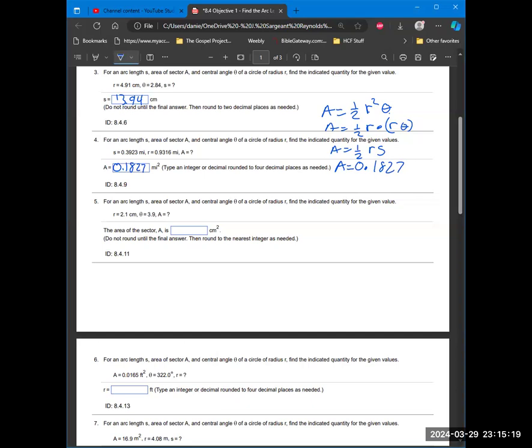Let's do that again here. But we're given r and we're given theta, so we're going to use this top formula to find A. So A is equal to 1/2 times 2.1 squared times 3.9. That gives me an answer of 8.5 something, and they tell me to round to the nearest integer. So that's going to be 9.